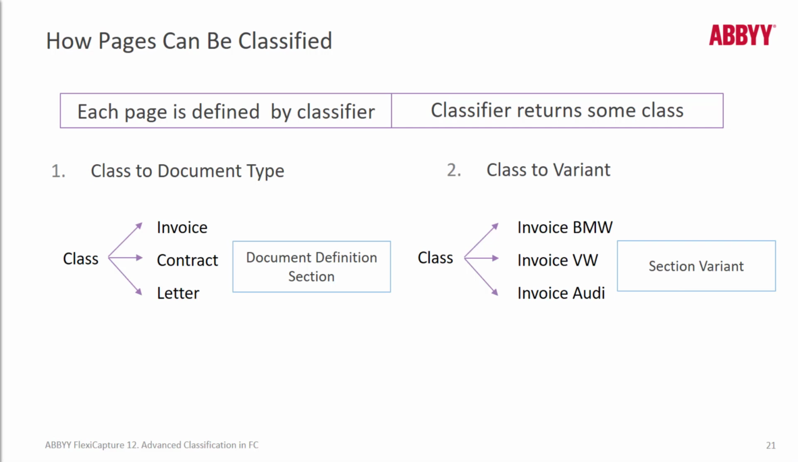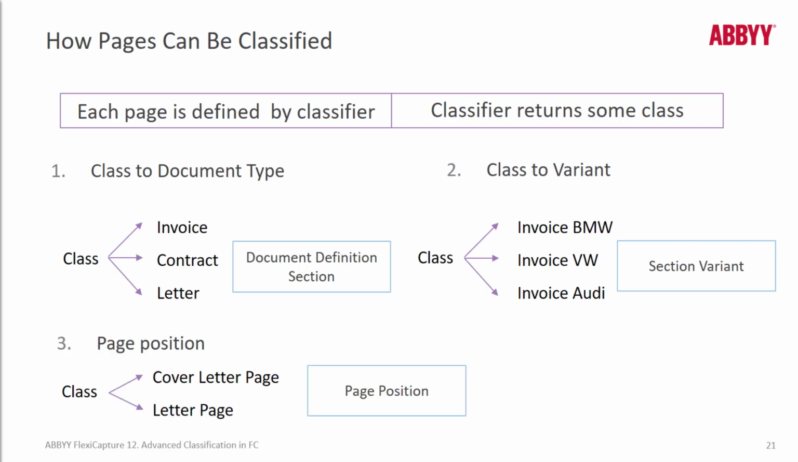So, for instance, for BMW and VW, we may need different extraction rules and different ways to classify those document variants. Also remember that the classifier uses page position assignments, the first page or any page if needed, to separate the first page of a document from other pages. Think cover letter page or the first page, say, of a passport.